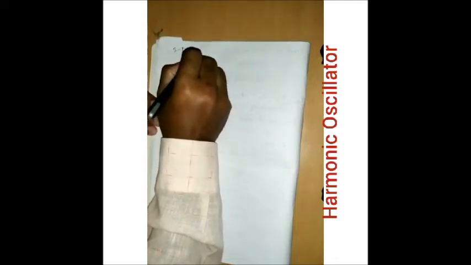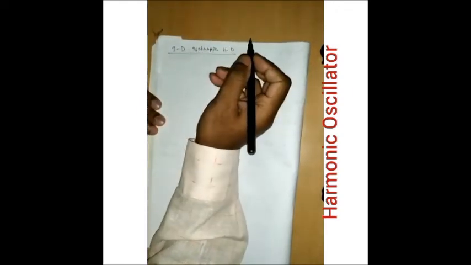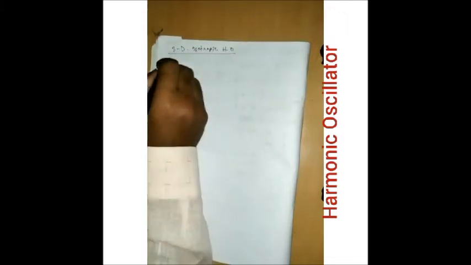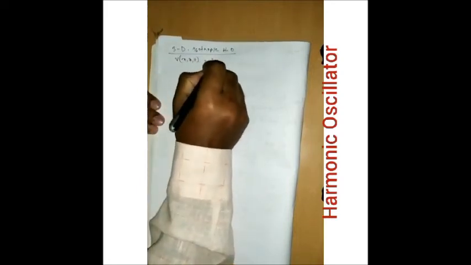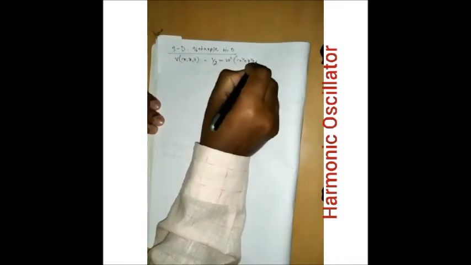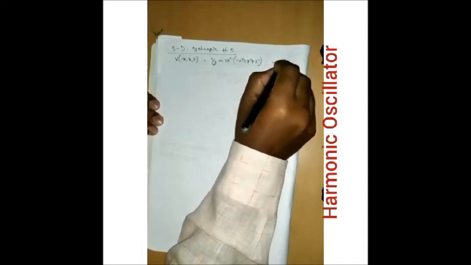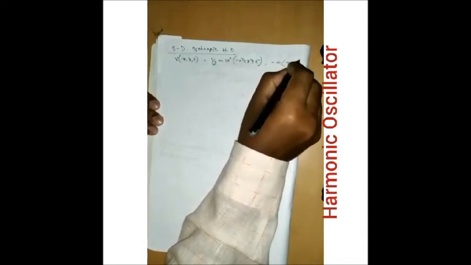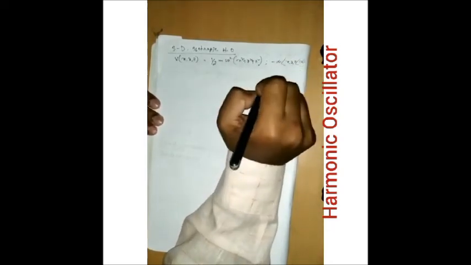So 3D, I'll say isotropic. 3D isotropic harmonic oscillator. Isotropic means in all 3 dimensions we will take the frequencies are the same. So suppose your V(x, y, z) is equal to half of m omega squared (x squared plus y squared plus z squared), as well as the limit is minus infinity < x, y, z < plus infinity. That means all 3 values are lying in the same limit.